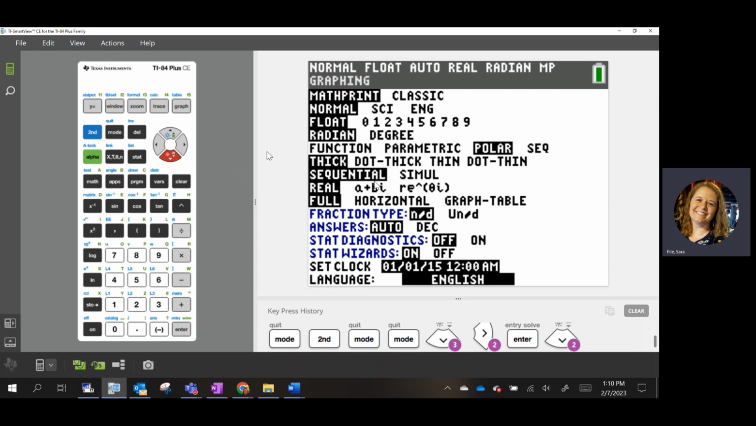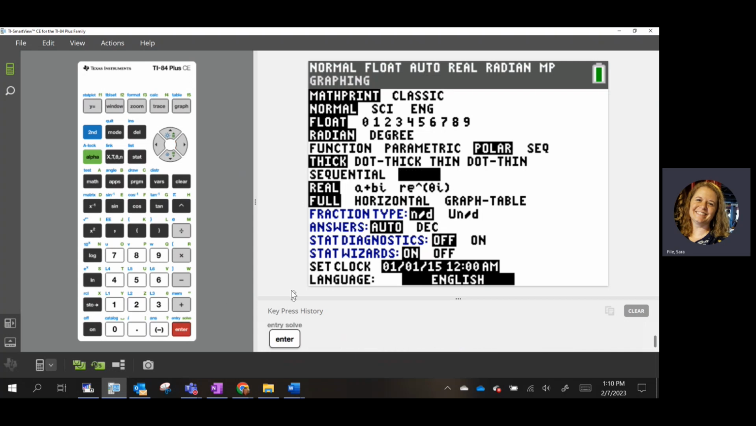Here it says sequential. When we have normally graphed more than one equation at a time, sequential will graph one and then the next and the next, however many there are. But if I change it to simultaneous, it's going to graph them at the same time. I can watch them being graphed together. That's the mode that I want to be in. So I want to be in polar and simultaneous mode and radian. Everything else can stay as is.